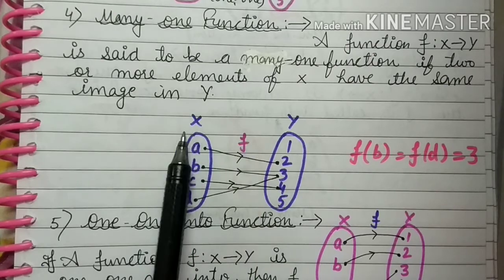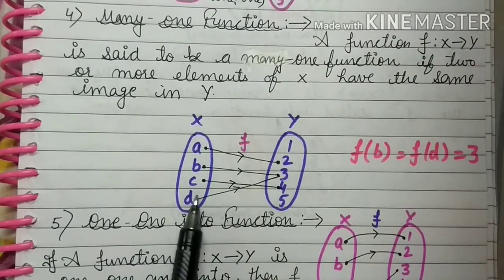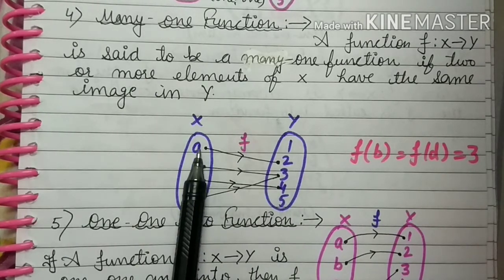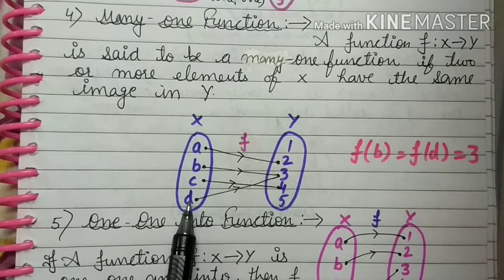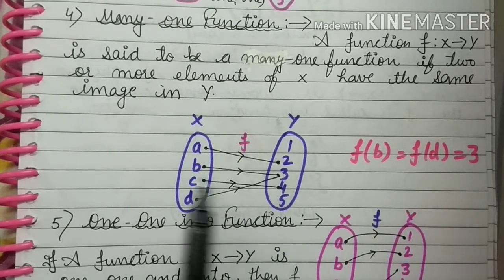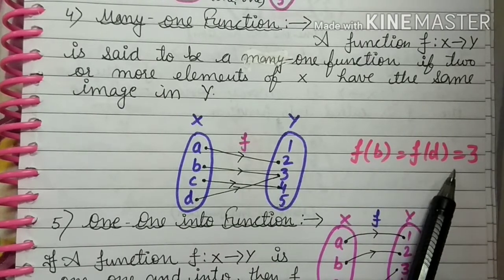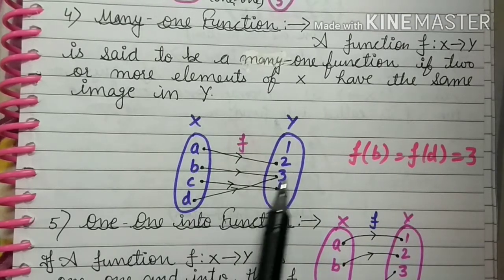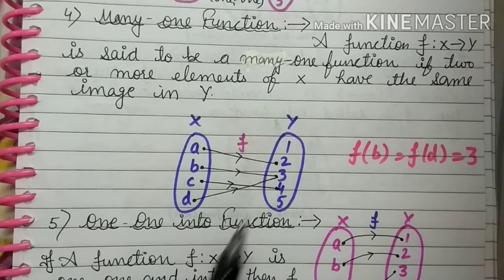You can see in this arrow diagram we have two sets x and y, a, b, c, d and here 1, 2, 3, 4, 5. Image of A is 2, image of B is 3, image of C is 4 and again image of D is 3. We can say that f of B and f of D both are equal to 3. So by the name it is clear that many-one, many से 1 में जाने की definition है ये, many से 1 में जाने का function है. So this is called many-one function.